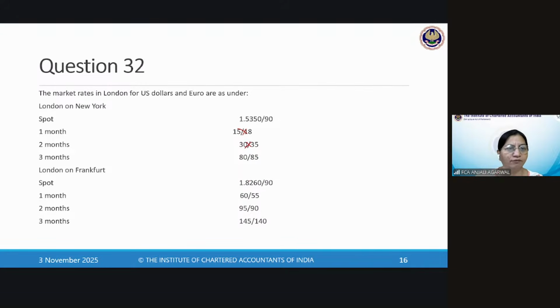Similarly, London on Frankfurt. This means 1 pound is equivalent to these many dollars. So you can say that the rates quoted are dollar by pound here. And here again they are quoted euro by pound. Okay. So once again, these are not relevant to us. We can ignore.